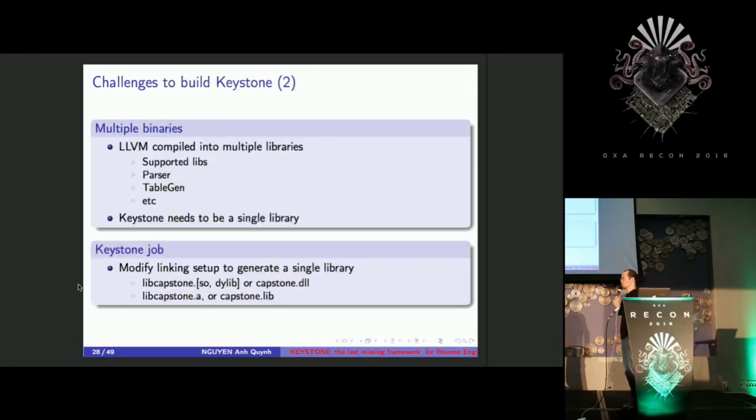The second challenge to build Keystone is that LLVM compiles its binary into multiple libraries. So it has separate libraries for supported components, a library for the parser, a library for table gen, and so on. But what we need is a single library that includes everything inside. So what I did is modify the linking setup of LLVM to generate a single library. So we have libkeystone.so/.dylib for the dynamic shared library, or keystone.dll for Windows, libkeystone.a for the static library, or keystone.lib for Windows.